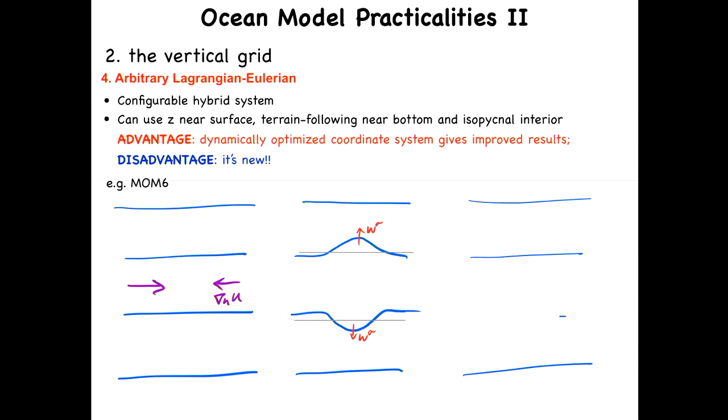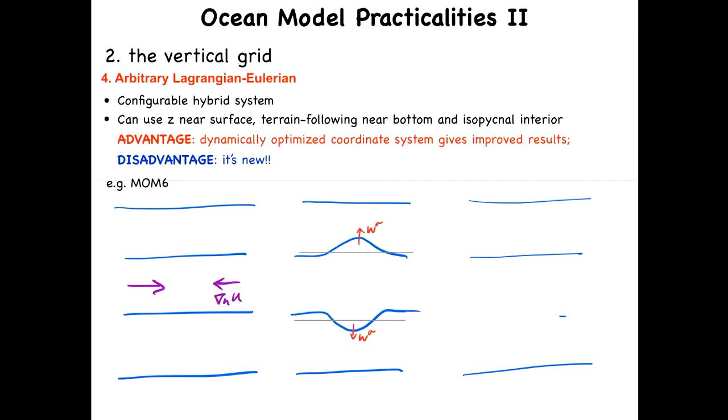The complete solution that I think we're going to go to is a new type of grid called arbitrary Lagrangian Eulerian. And if you've ever heard of a model called MOM6, this is what we use in MOM6, and it's a model that we're hopefully moving towards here in Australia. And basically this is a configurable hybrid system, and it allows us to use some sort of Z level near the surface, it allows us to use some sort of terrain following near the bottom, and in between we can have some sort of isopycnal interior, okay? And the way it does this, I scribbled something on the slide there, but it's not very useful, so I'll try and explain it.